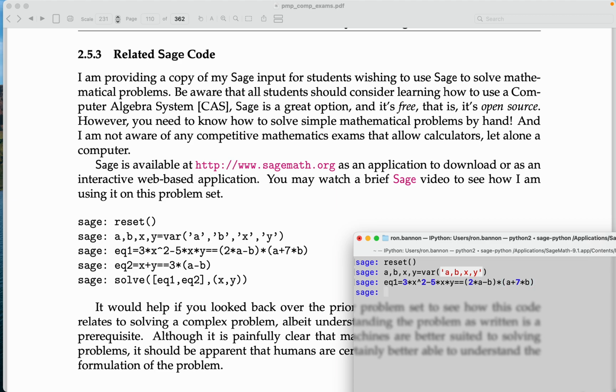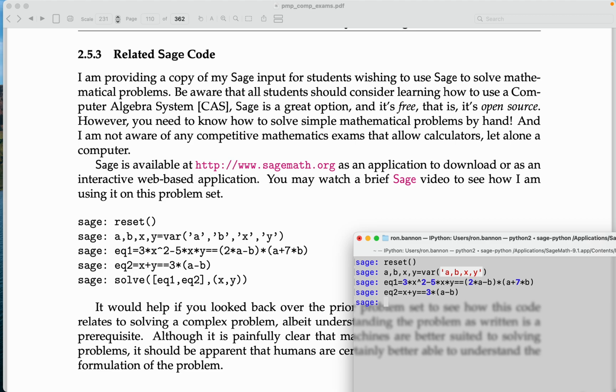All right, equation 2, EQ2. Again, the equal sign is an assignment operator. The double equal sign is saying again an equation. So X plus Y, again, double equal sign is an equation. And it looks like 3A minus B, right? So 3 star A minus B.